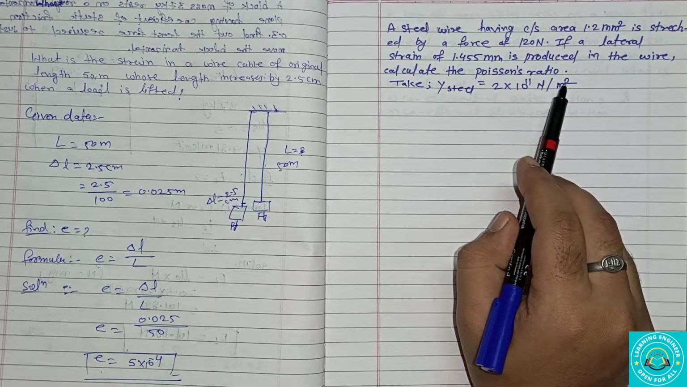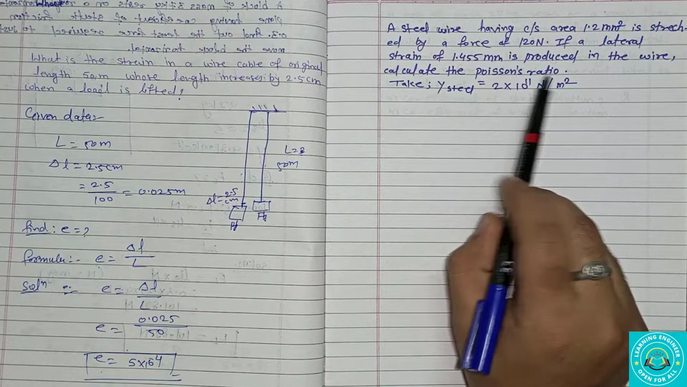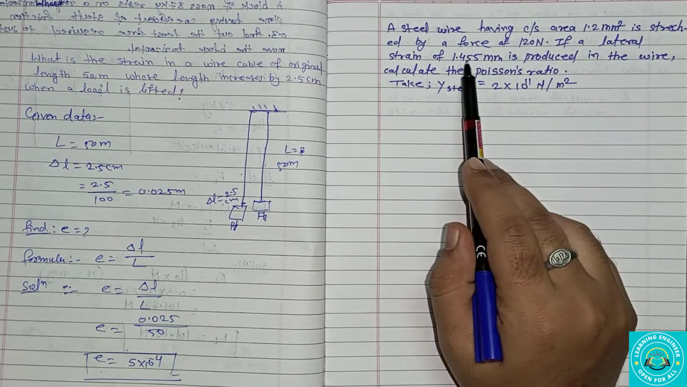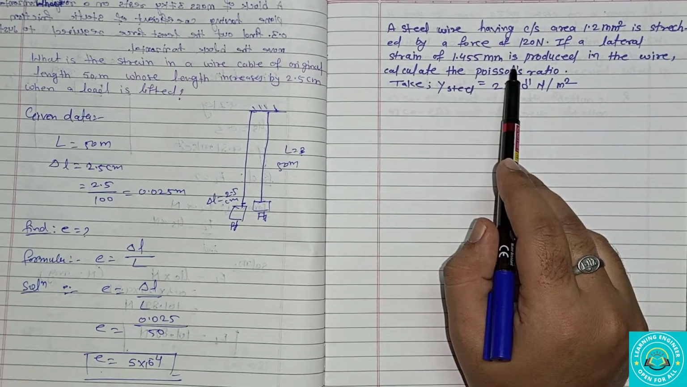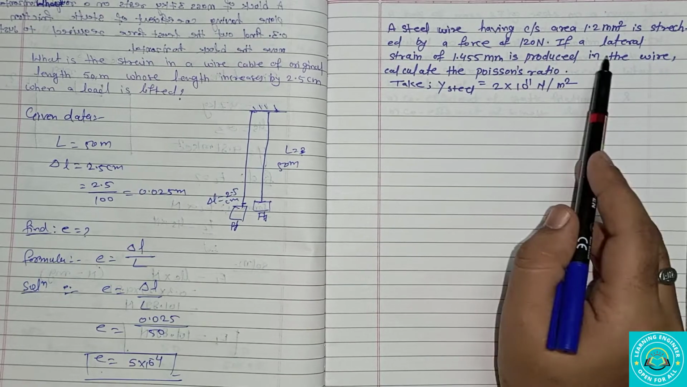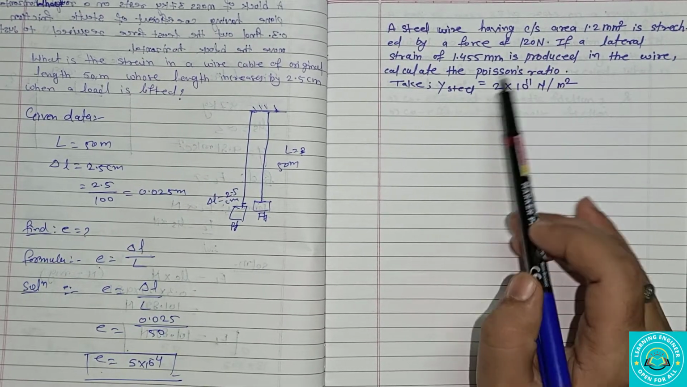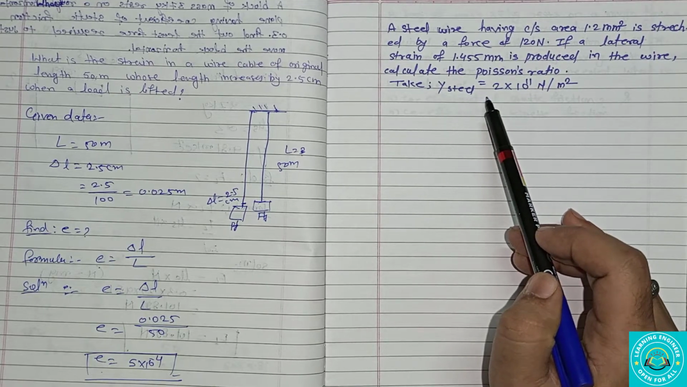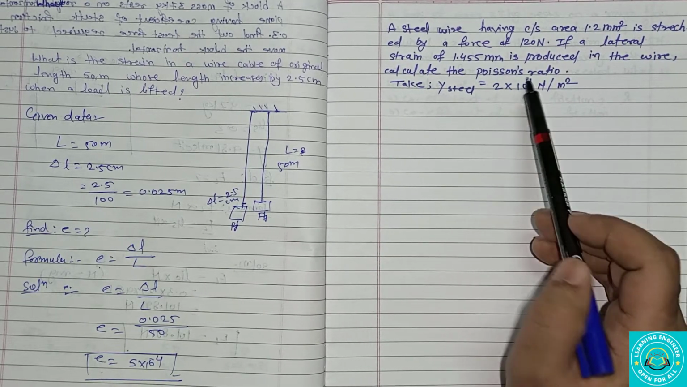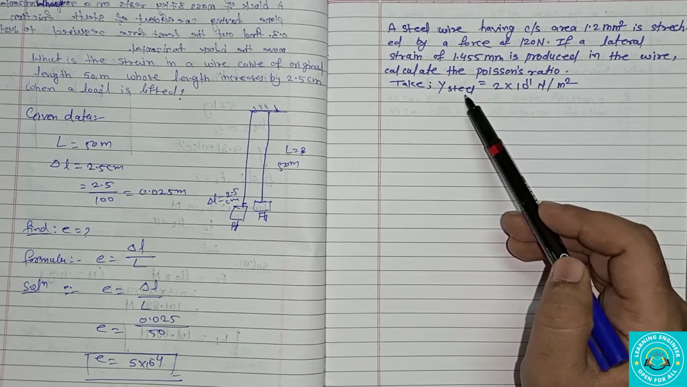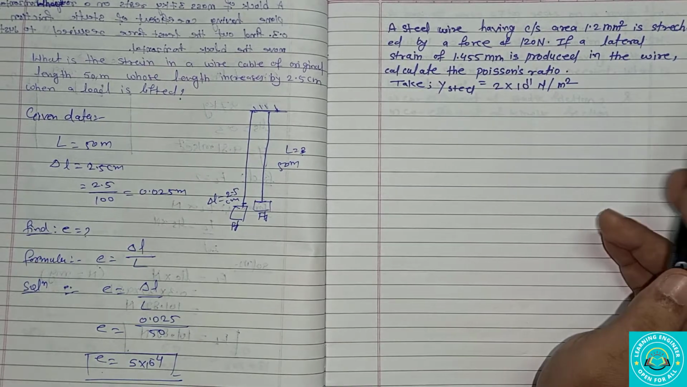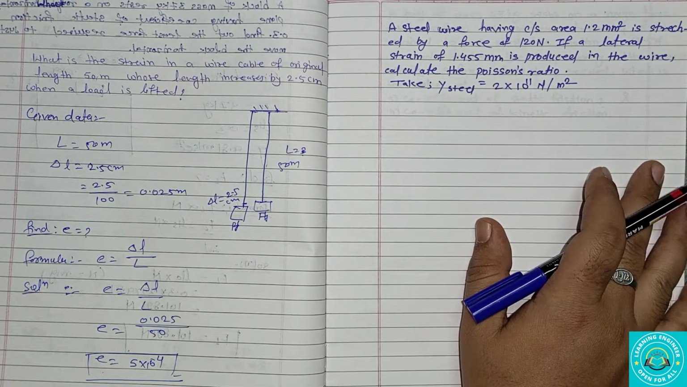that is lateral strain upon linear strain, and the lateral strain is given as 1.455 mm, but the linear strain is not given. Therefore, with the help of cross sectional force and Young's modulus of steel, we can calculate the linear strain of the given material. Therefore, first I am writing the given data.